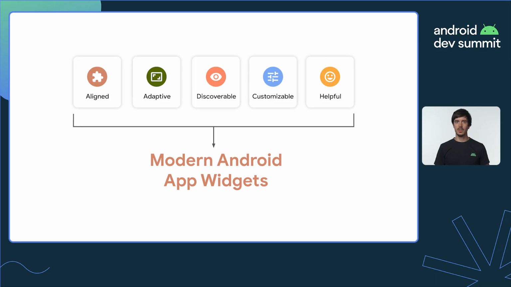So when we refer to modern Android app widgets, here's what we mean. These widgets are aligned with the device theme. They adapt to multiple sizes and screens, and they are easy to discover. They also enable some user customization, and of course, they are helpful.